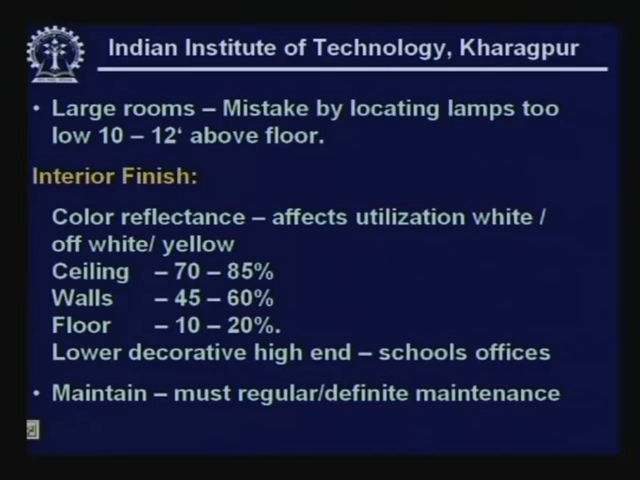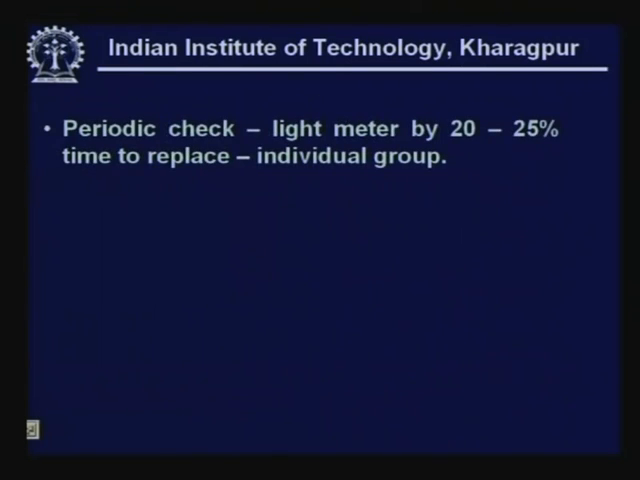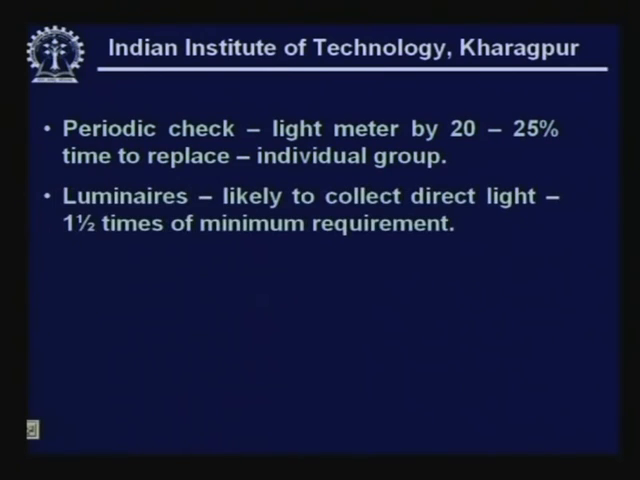Now, an additional issue which comes is, how do we maintain? We design considering all this, come up with a situation, then comes the maintenance. There must be a regular, definite maintenance. Periodic checks could be done using light meters, and whenever there is a reduction by 20 to 25%, it's time to replace. Replacement individually may work at home, but not in large installations. It's preferable to do it in groups.